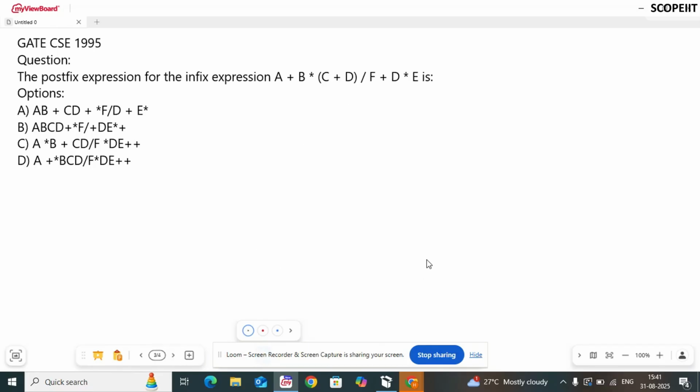This is your GATE 1995 question. Here, the postfix expression. So here also they have asked you postfix only. Postfix means AB plus, the operator will be the last one. Okay. So we'll take this question and we'll solve.